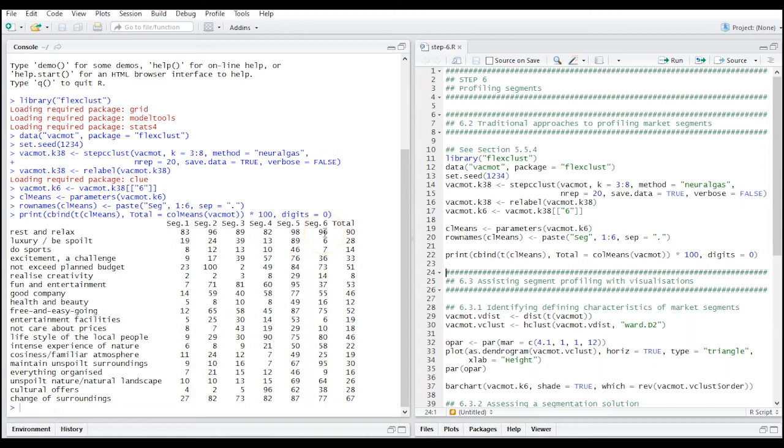But we would need to go through all of these values, and if we want to compare one segment to another segment, this would even mean 15 comparisons for each of the variables if we want to have a pairwise comparison between all segments.